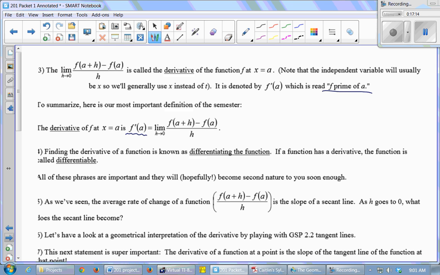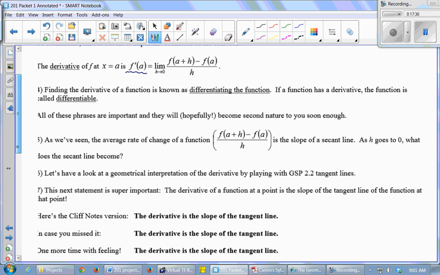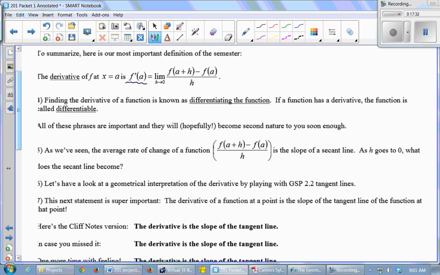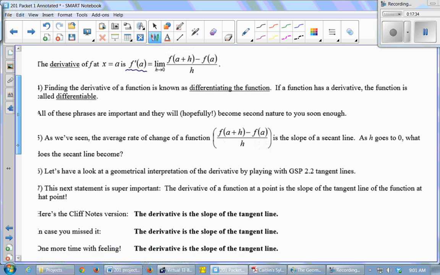Finding the derivative of a function is also known as differentiating the function. So when you're reading the directions in your homework, they might say find the derivative. They might say differentiate. If a function has a derivative, we say it's differentiable. All of these phrases are important. They'll hopefully become second nature to you soon enough.